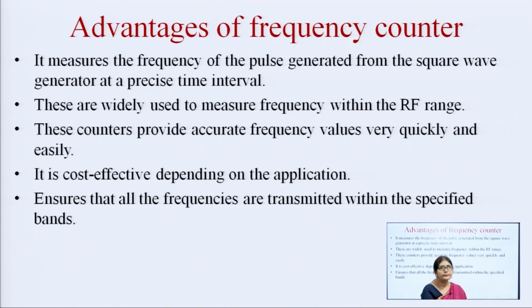So, now the advantage of the frequency counter. A frequency counter measures the frequency of the pulse generated from a square wave generator at a precise time interval, and it is widely used to measure frequency within the RF range. Suppose we have a very high frequency range, that is the radio frequency range, then these frequency counters are suitable for that, and they provide accurate frequency values very quickly, and ensure that all the frequencies are transmitted within the specific band.